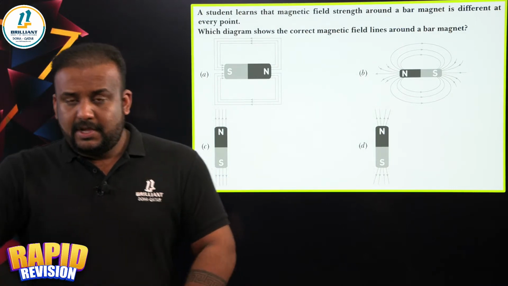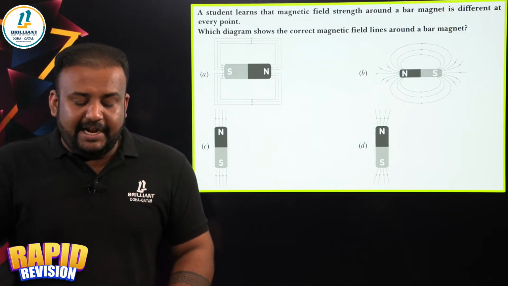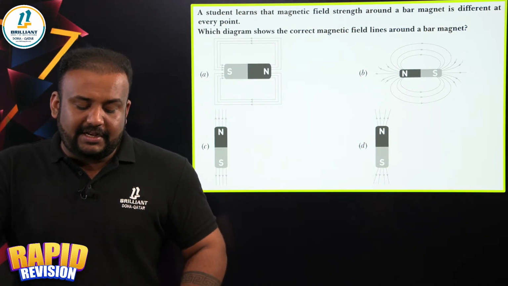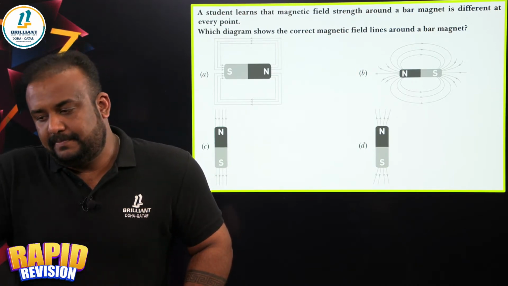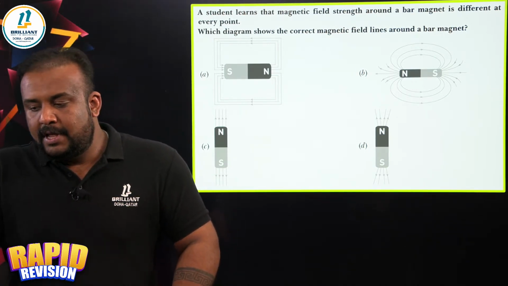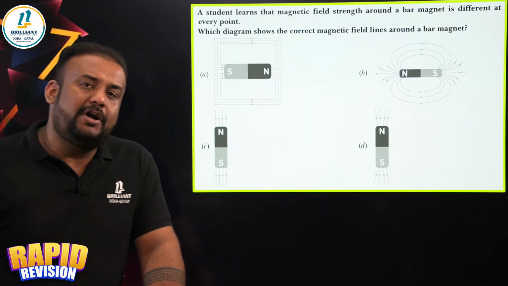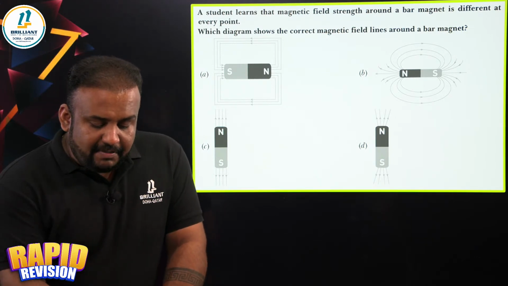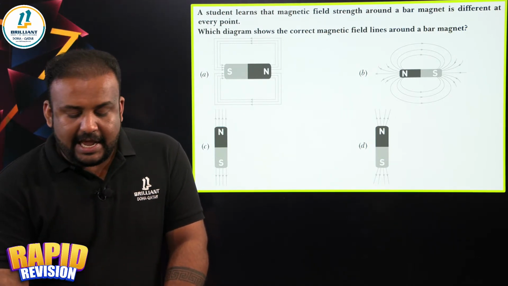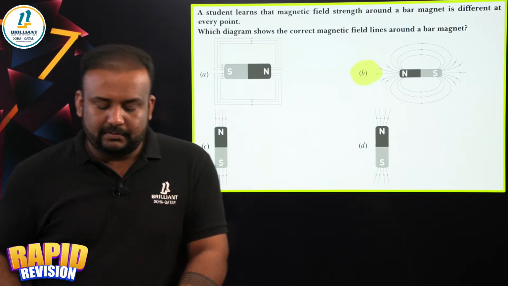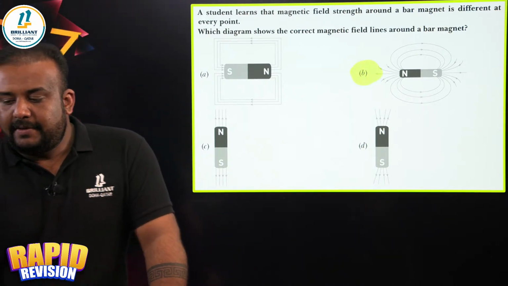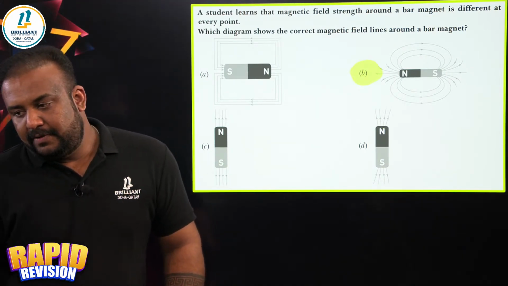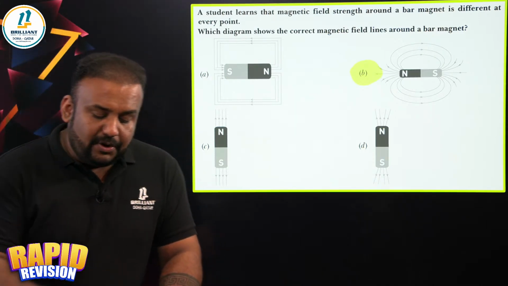The next question. Quick, everyone. A student learns that the magnetic field strength around a bar magnet is different at every point. Which diagram shows the correct magnetic field lines around a bar magnet? Yes, it emerges from north pole, ends at the south pole, and they form closed loops, isn't it? So the diagram that clearly shows the magnetic field line is B. Right. Yeah, majority are answering. Yeah, all of them have answered right. Yeah, very good. Let's go to the next question.